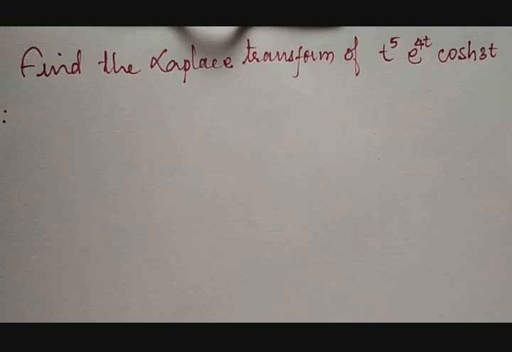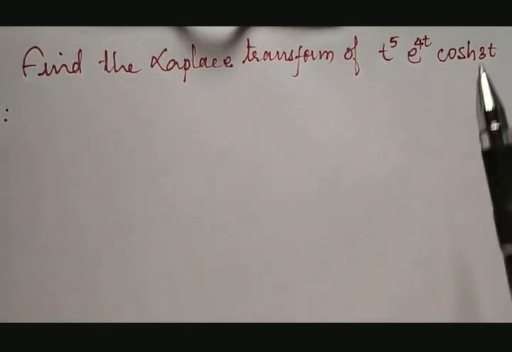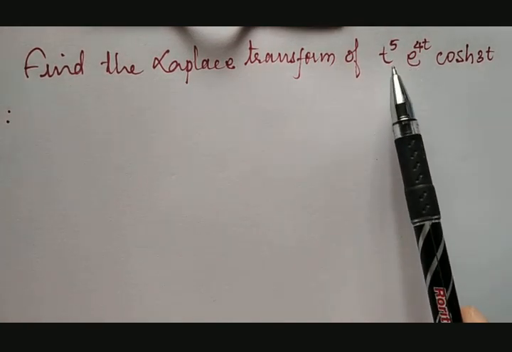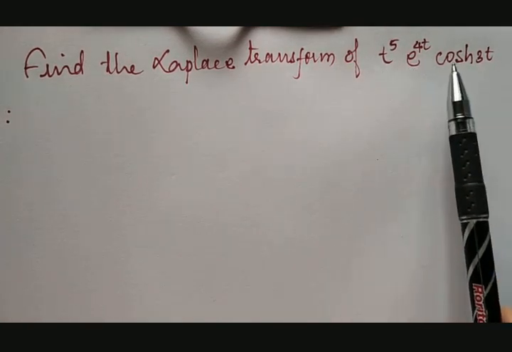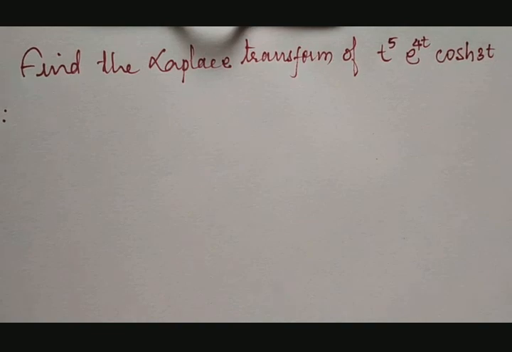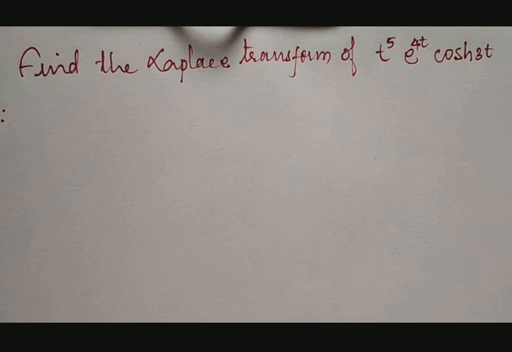In this session, we are going to discuss the procedure of finding the Laplace transform of the given function. It is quite interesting because it is a product of three functions: t raised to 5, e raised to 4t, and cos hyperbolic 3t. We have properties. The first shifting property says if there is any other function which is multiplied by an exponential, the shifting property can be used to get a Laplace transform.